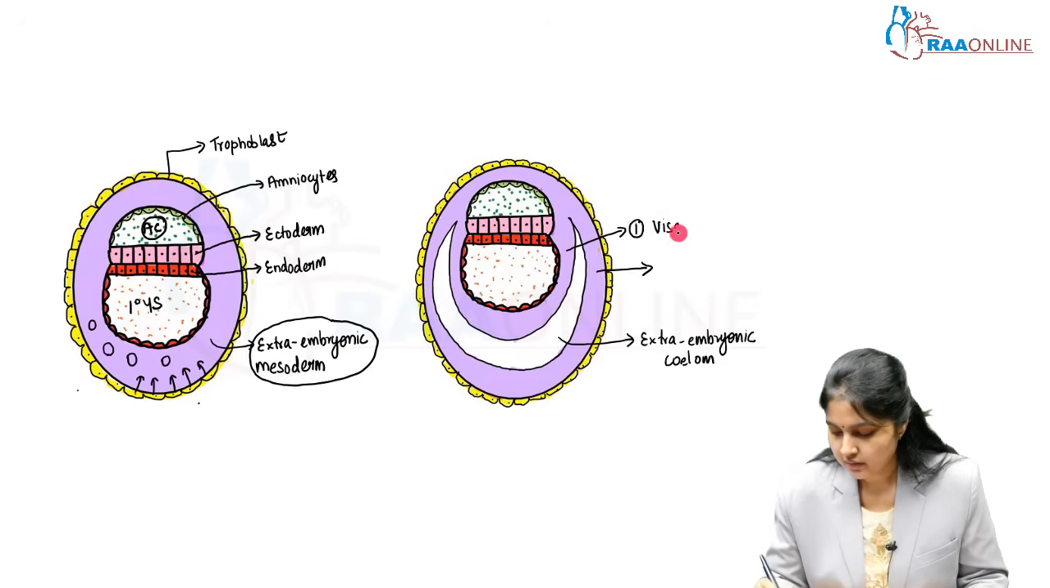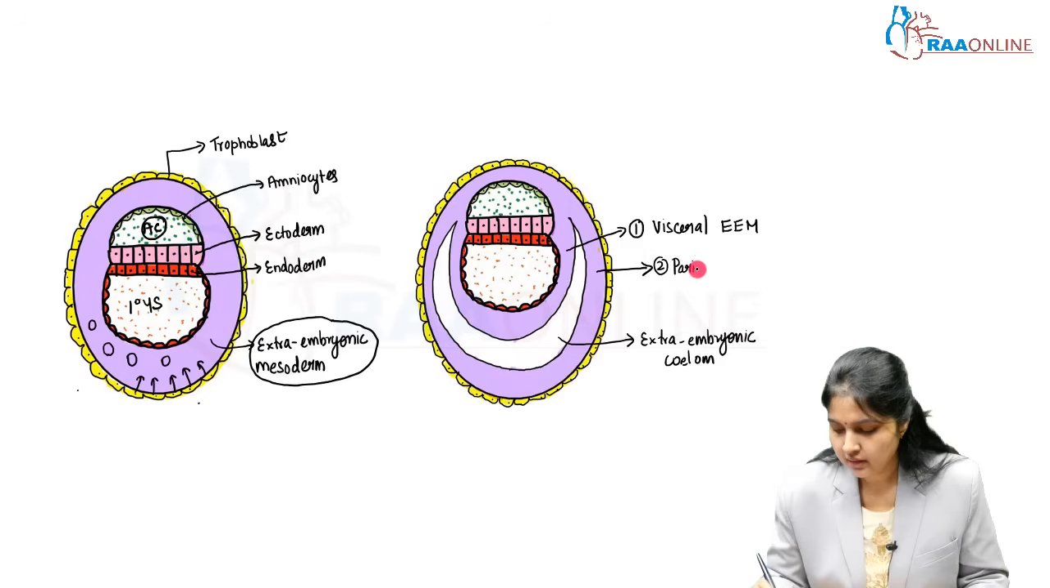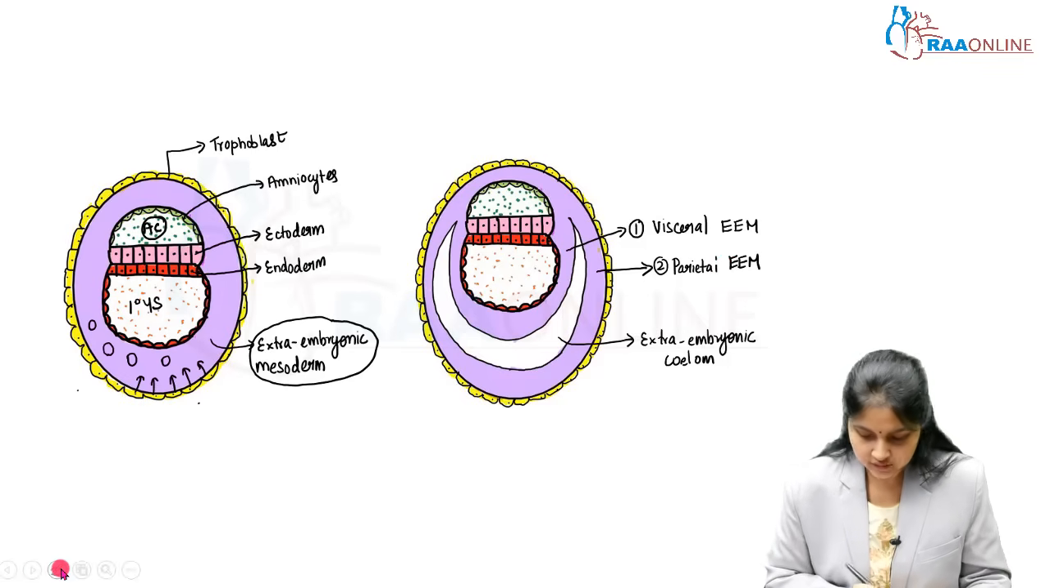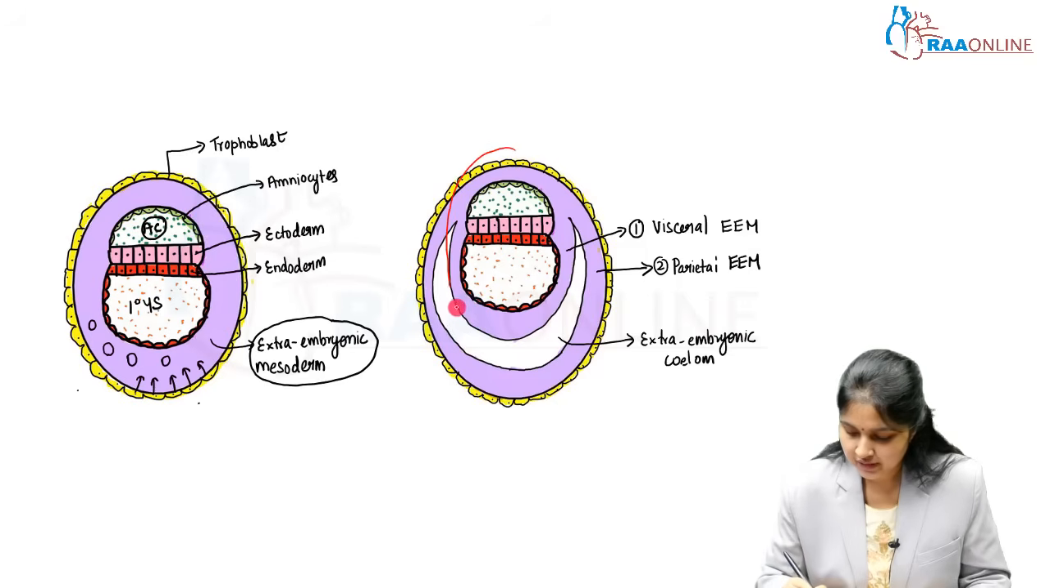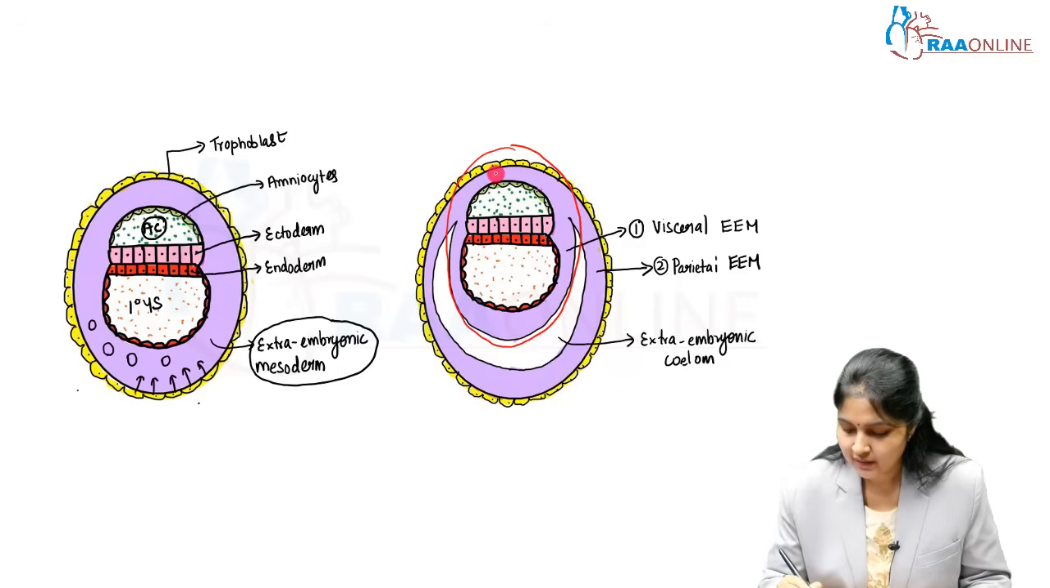The inner layer is now called the visceral layer of extra-embryonic mesoderm, and the outer layer is called the parietal layer of extra-embryonic mesoderm. Now you can see that the entire inner embryonic structure is suspended from the trophoblast by just a small tissue of extra-embryonic mesoderm.